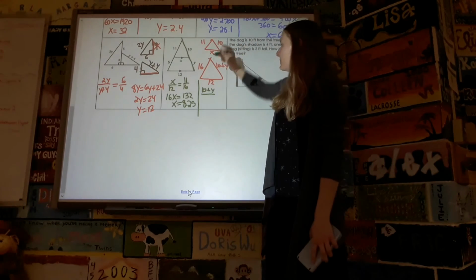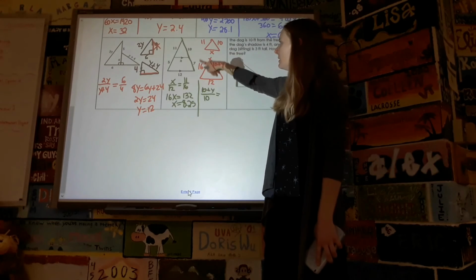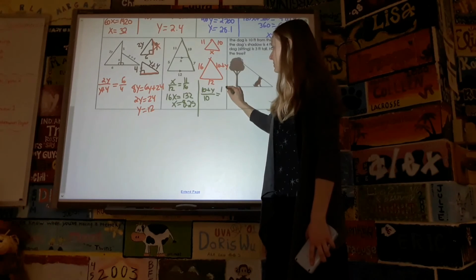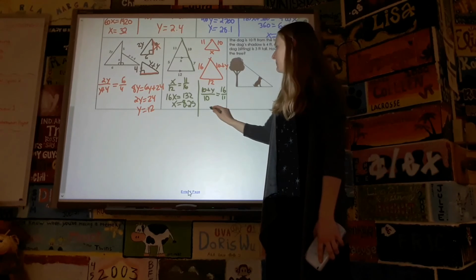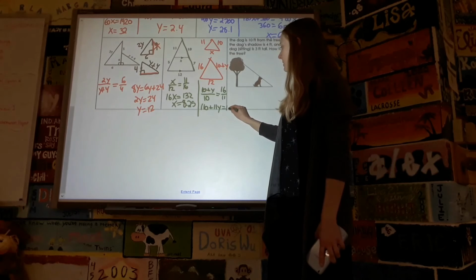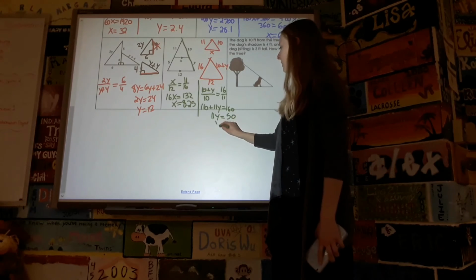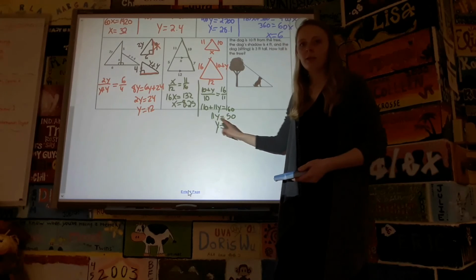So that corresponds with the 10 in the small triangle. And then I'm going to use the 16 and the 11. I have to switch the order. So I get to the point where I have 11y equals 50.